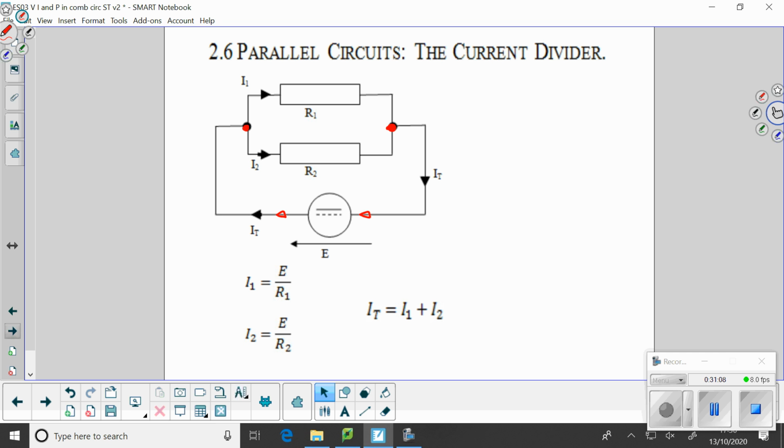So in a parallel circuit, the voltage across both resistors is the same, E in this case. But the current through each is different. So series has the same current, different voltage. Parallel has the same voltage, different current. I can calculate I1 from E divided by R1, and I2 from E divided by R2. Another law says that if we're not going to lose anything, IT must equal I1 plus I2. Kirchhoff's current law.